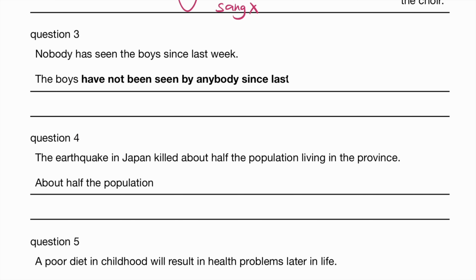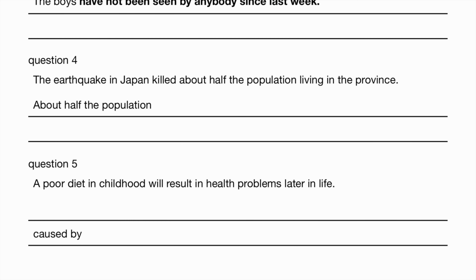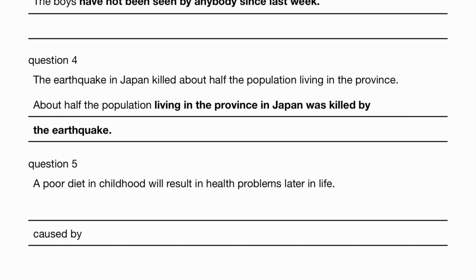The boys have not been seen by anyone since last week. Have not been seen. The earthquake in Japan killed, in the past tense, about half the population living in the province. So about half the population living in the province in Japan was killed by the earthquake. As far as agreement is concerned, was is singular. Why is that? Because we have a fraction of what we call a singular subject. Population is considered singular, and a fraction of it is singular as well. Therefore, was is used, the singular form.